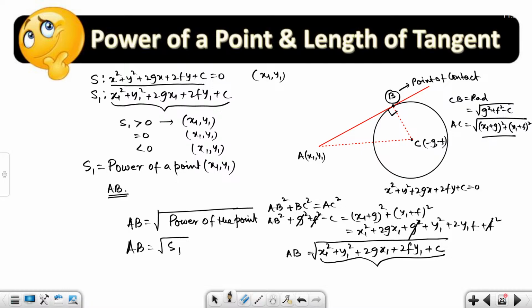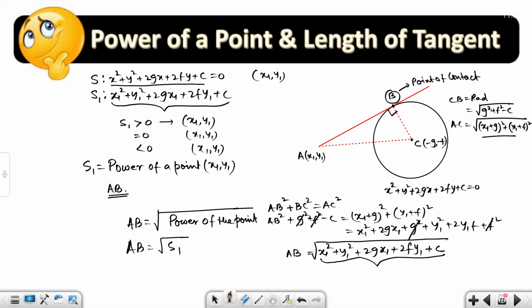And for the length of the tangent, it's no use saying that it's point x1, y1 when you are finding out the length of the tangent. The point is outside the curve. Why? Because if it is on the curve, the length of the tangent will be 0. And if it is inside the curve, no tangents can be formed. So whenever you are finding out the length of the tangent, definitely the point is outside the circle. So what is the length of the tangent? It is nothing but root over of S1. What is S1? Power of the point. As simple as that.